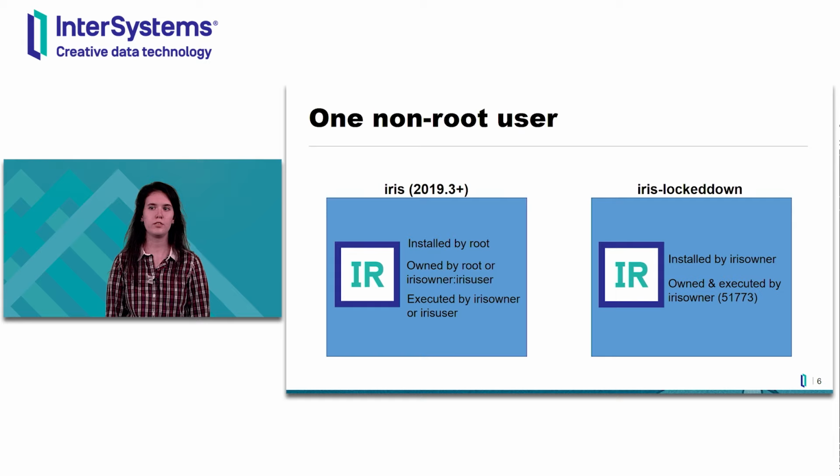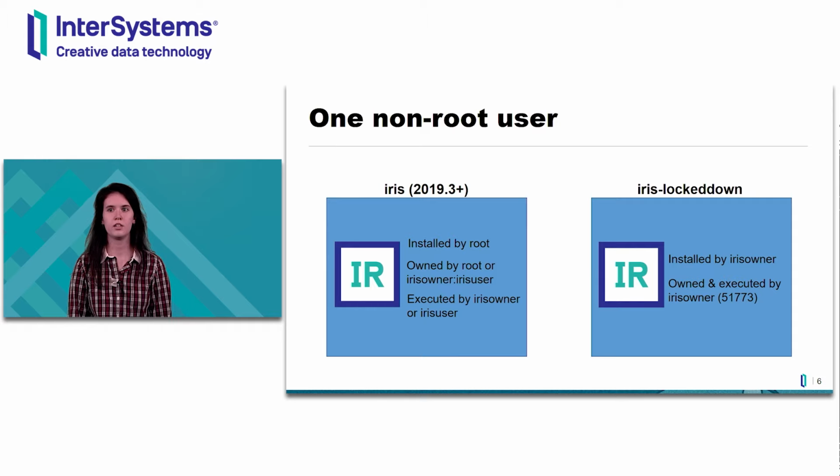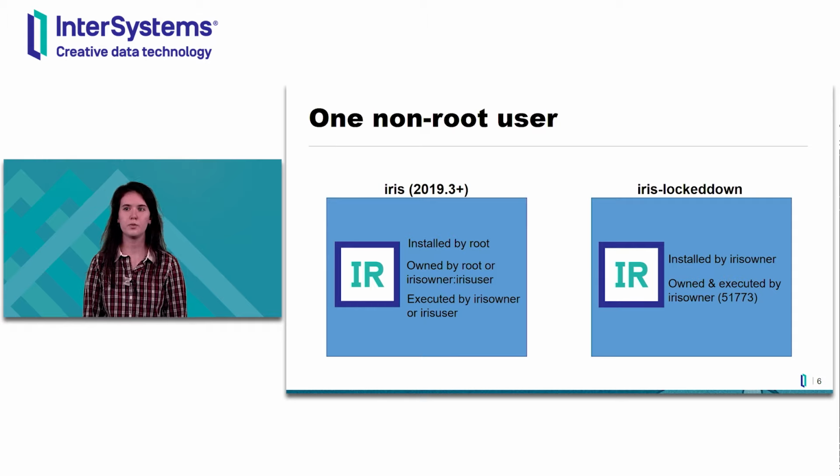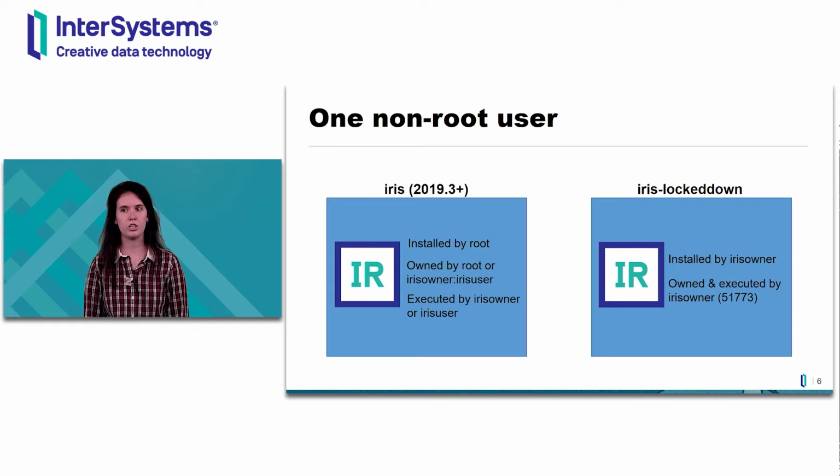The primary motivation for Iris Lockdown was to create a container that uses Iris as a single non-root user. Originally, and I'm talking our first Iris containers through early 2019, Iris was installed and run as root. Starting 2019.3, Iris was installed as root, but binaries and processes were owned by our predefined users, IrisOwner and IrisUser. This let us minimize the privilege for processes broken out into a few groups, but still let customers use root to control Iris. This is where the Iris container stands today, and it isn't changing with the upcoming release of Iris Lockdown.